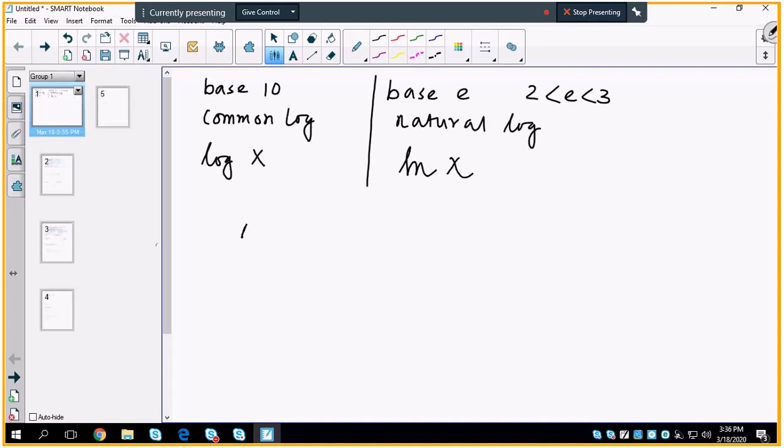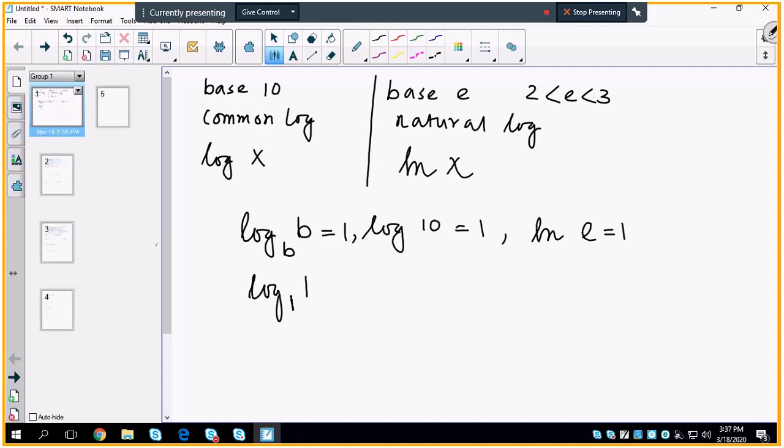We talked about properties that log of b with respect to base b is 1. Hence in common log, log of 10 with respect to base 10 is 1. In natural log, ln of e with respect to base e is 1. We said log of 1 irrespective of the base is 0. So log of 1 to the base b is 0. Log of 1 in common log to the base 10 is 0. Log of 1 with respect to base e, or natural log of 1, is equal to 0.